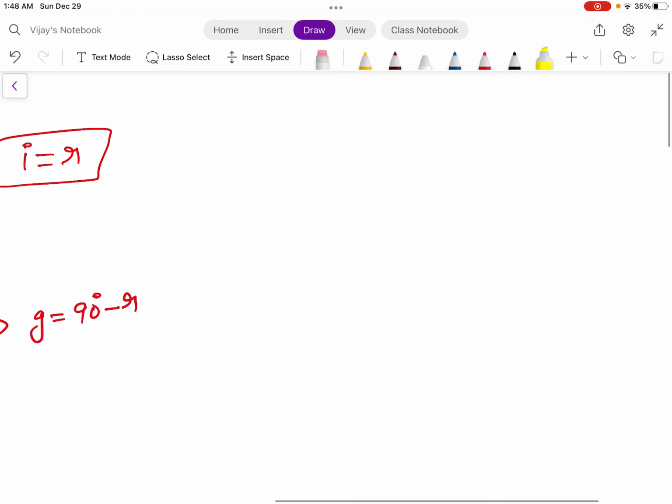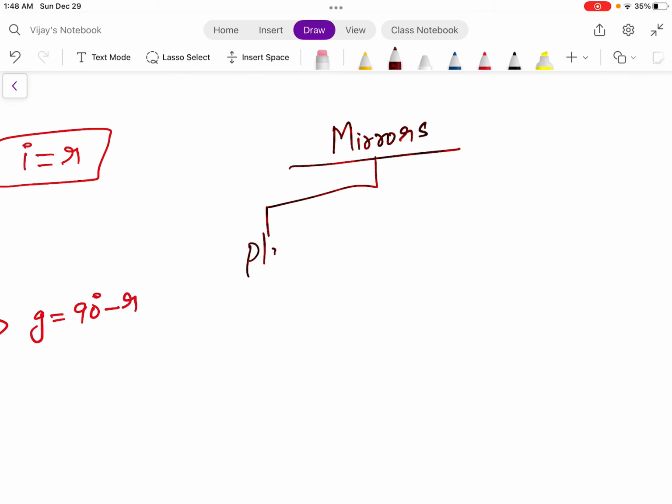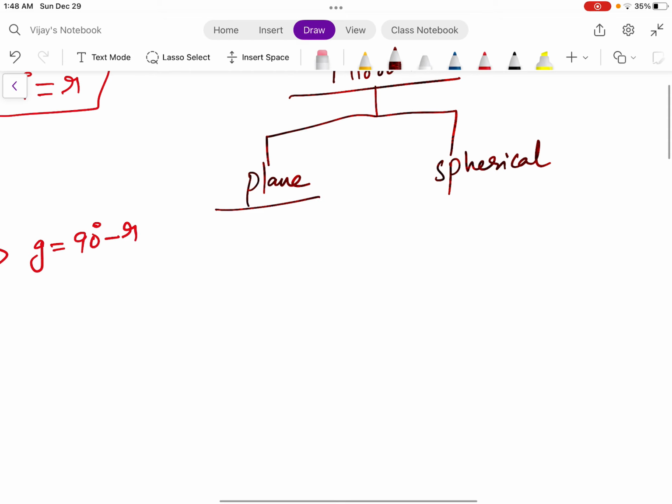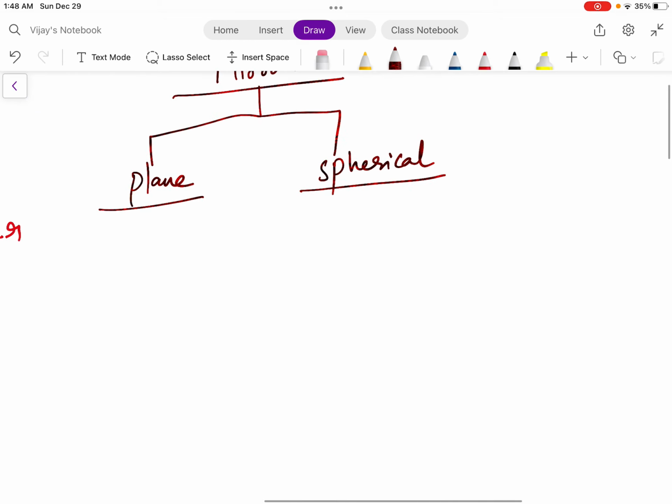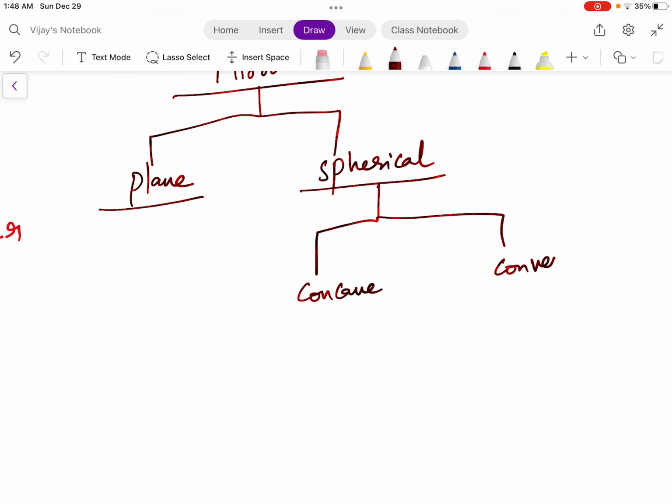Now, see here, mirrors can be of two types. One is plane mirror, which is basically a mirror whose reflecting surface is plane. The second one is spherical mirror. What is a spherical mirror? It is basically a mirror whose reflecting surface is spherical. Now, no need to tell about plane mirror. Spherical mirrors are further divided into two types.